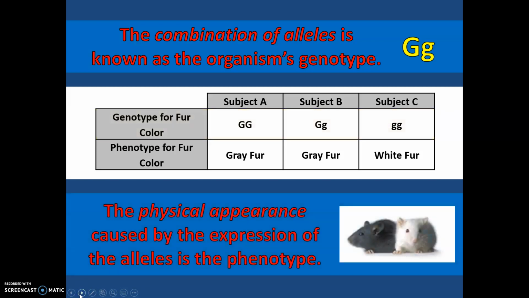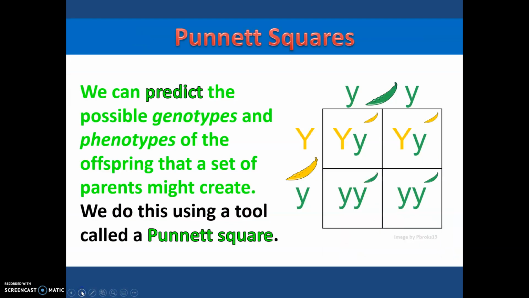The phenotype is the actual physical appearance. What trait do we see? So the physical appearance caused by the expression of those alleles. That would be the gray fur or the white fur. We can predict the possible genotypes and phenotypes of the offspring that a set of parents might create, and we do this using a tool called a Punnett square.